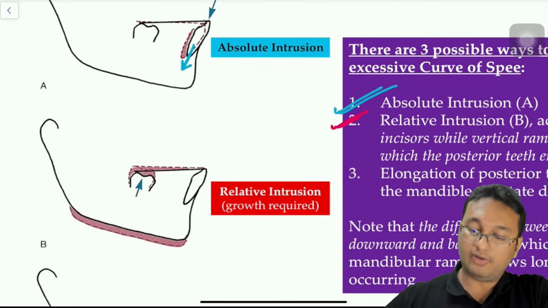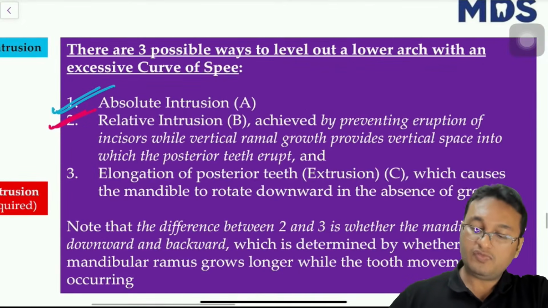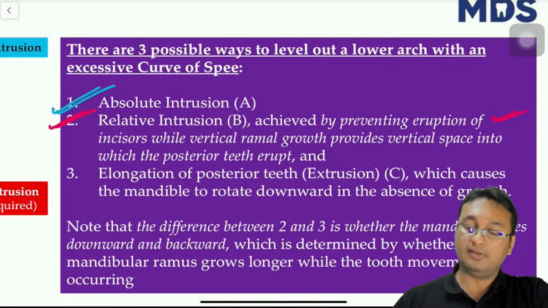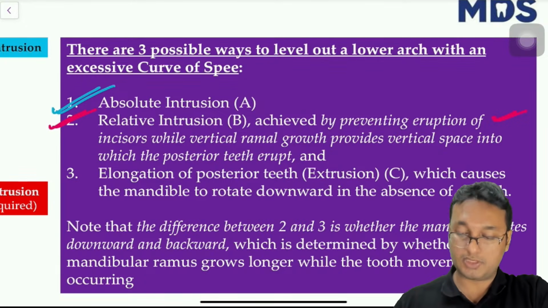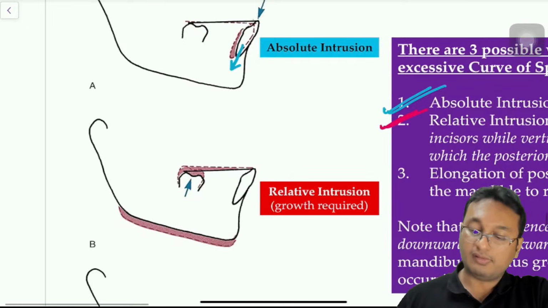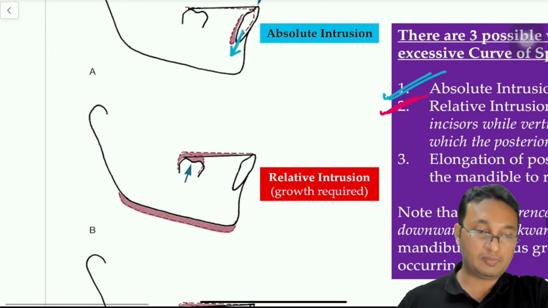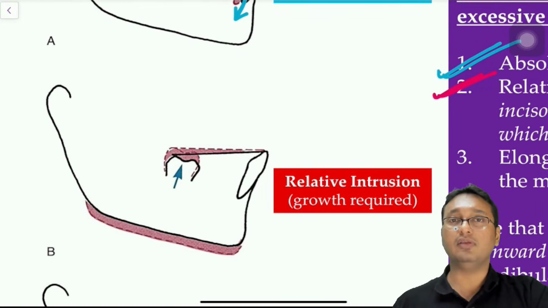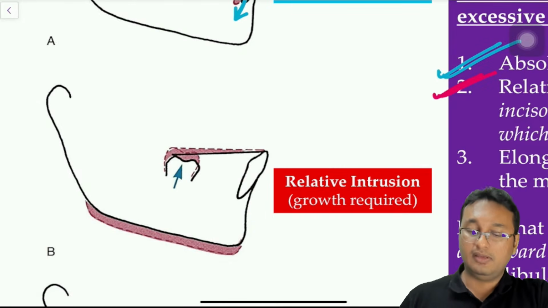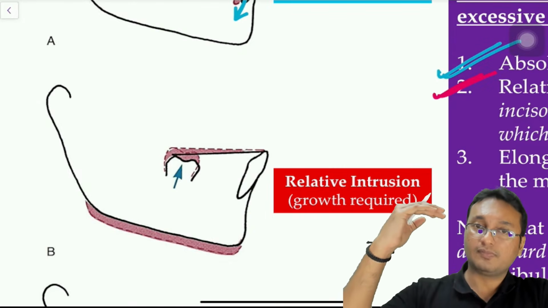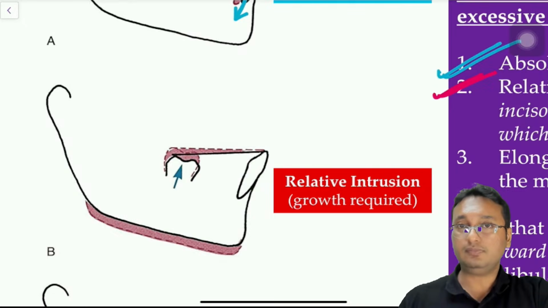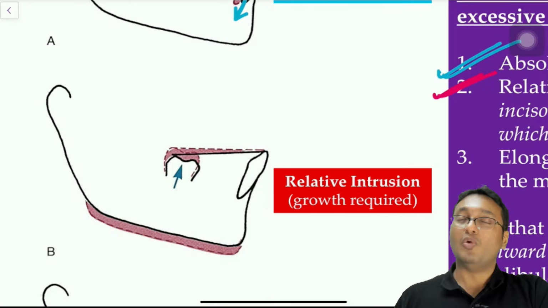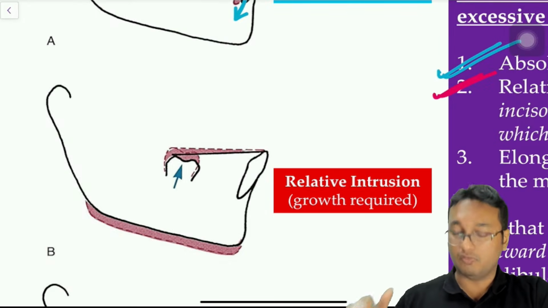Next is relative intrusion. Now what happens here? It is achieved by preventing the eruption of incisors, while vertical ramal growth provides vertical space into which the posterior teeth erupt. Now the meaning of relative intrusion is quite complicated. I'll explain it. Basically, you have created certain mechanics in which the molar is erupting, but it is not erupting. Did you get my point? The molar is erupting, but it is not erupting. What is happening here?